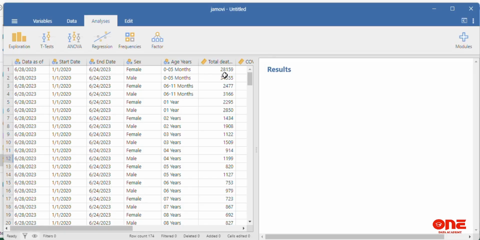Now, in this case, we want to check if there is a significant difference between the total death mean and the COVID-19 death mean. Now, let's go ahead. Paired sample t-test.